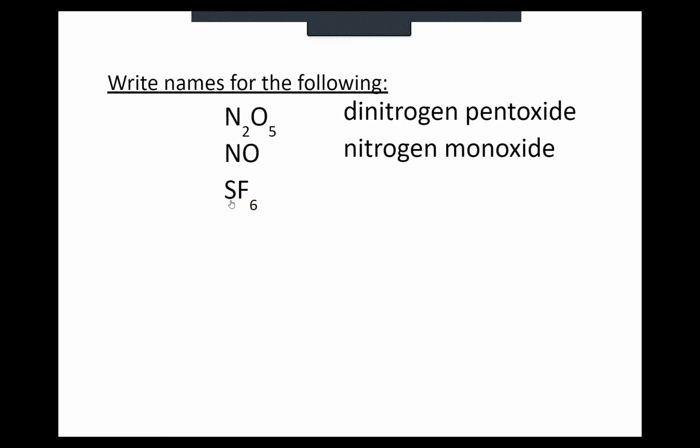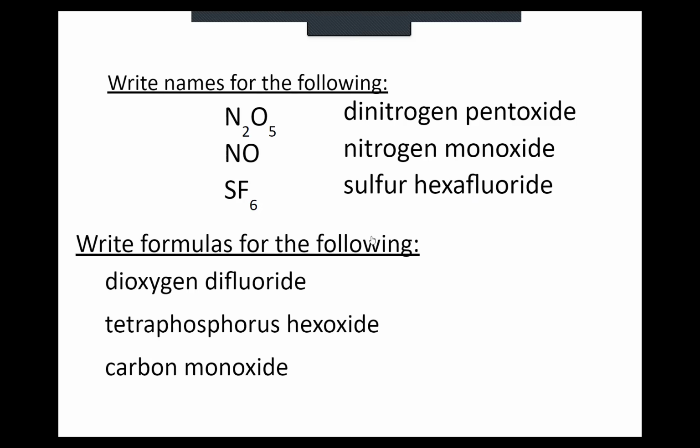SF6, again, there's one sulfur, so the prefix would be mono, except we don't use mono for the first element. For the second element, you use it no matter what the prefix is. In this case, 6, so hexa, sulfur hexafluoride. All right. This one, the nomenclature kind of comes quickly for binary covalent compounds.